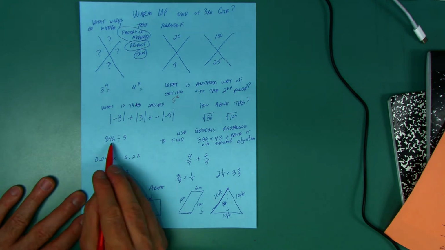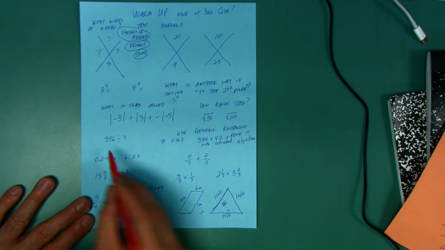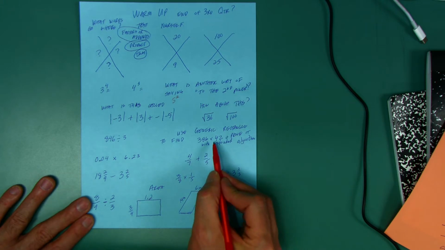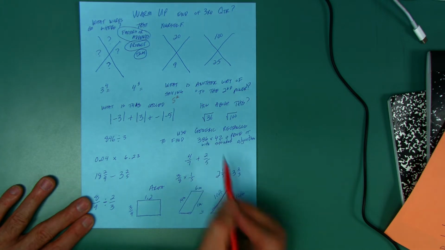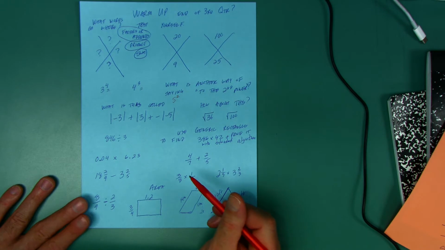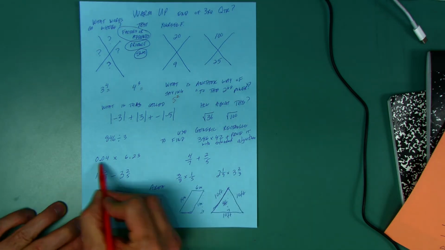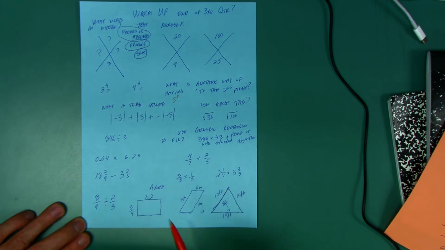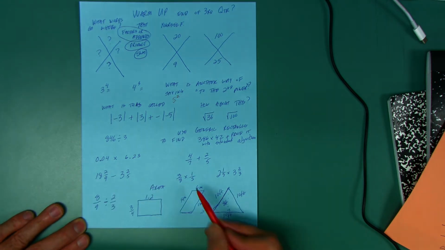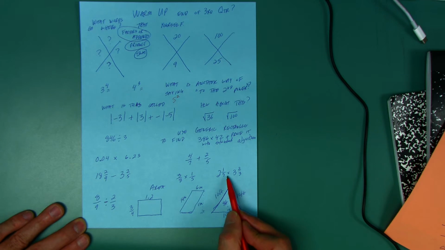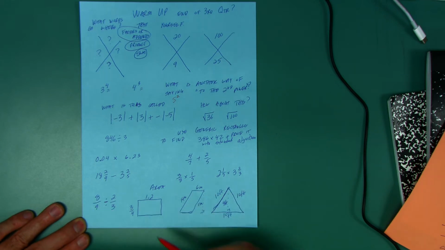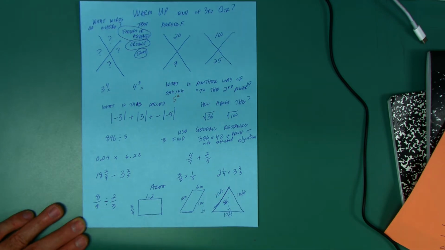Do this long division problem. Use a generic rectangle to find the answer to 386 times 42, and then prove it using the standard algorithm. Do you know how to do both? Okay, try it. This is a good test. Multiply these decimals, add these fractions, subtract these mixed numbers, multiply these fractions, multiply these mixed numbers, divide these fractions, and get the area of these three shapes. I did not throw a trapezoid in there for you.